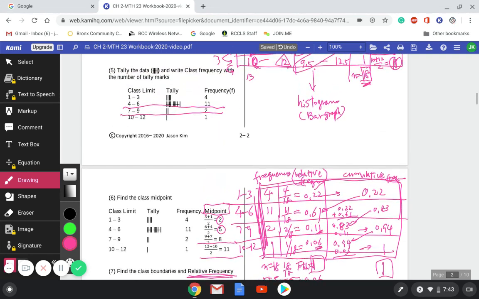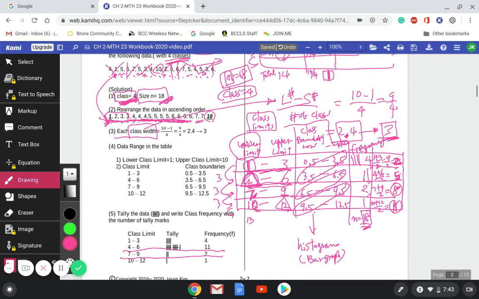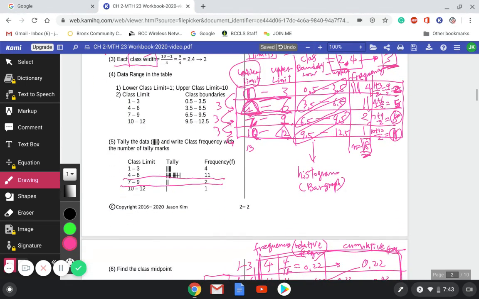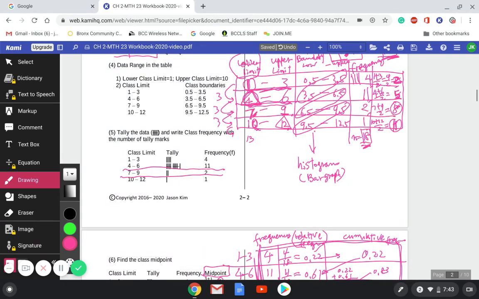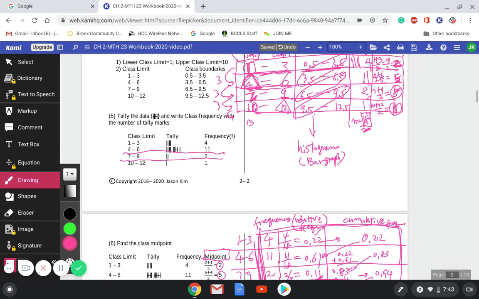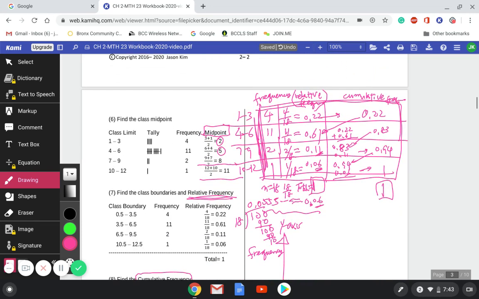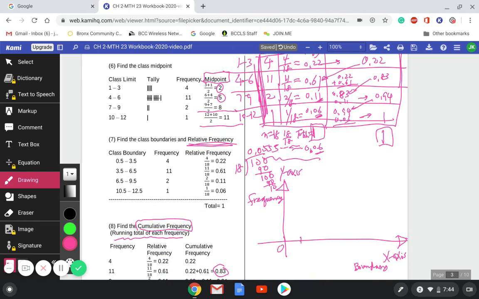So what was the first boundary? Class boundary was 0.5 to 3.5, right? Here, 0.5 to 3.5. So starting from 0, here is 0.5 to 3.5. So that's one bar, one boundary.